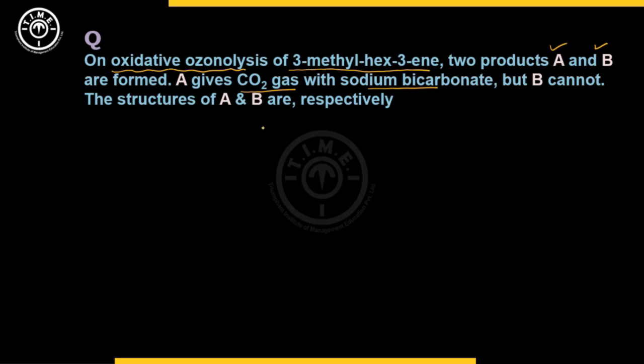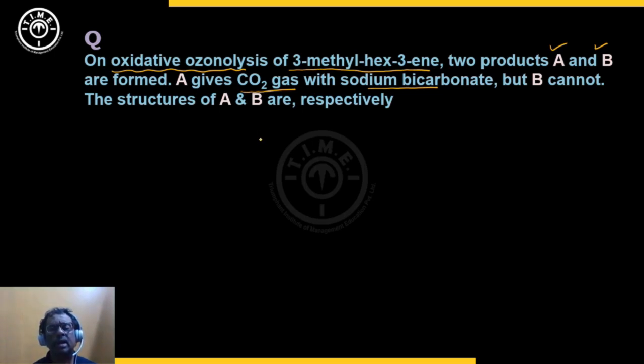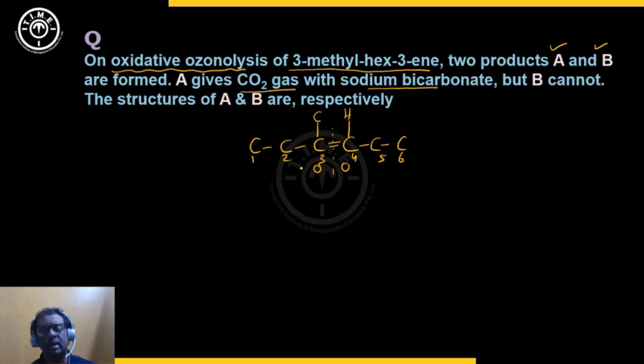So let us put the starting material, 3-methyl hex-3-ene. Hex-3-ene, 1, 2, 3, 4, 5 and 6. On the third carbon, we have the double bond. On the third carbon, you also have a methyl. There is a hydrogen here which you have not shown. Now we are going to show. Now break this first and put oxygens on either side. If it is a ketone, it will remain as a ketone. If it is an aldehyde, it will turn into a carboxylic acid upon oxidative ozonolysis.